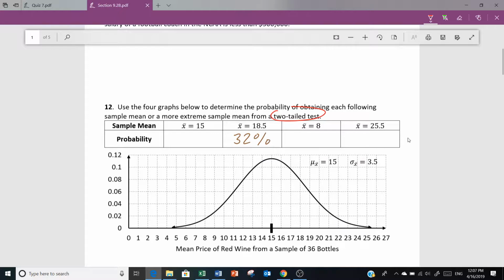Okay, so try this bottom one, which is 3 standard deviations. With 3 standard deviations, the area is 99.7%. And then 25.5, okay, so it would be like 3 standard deviations from the mean. Would that be 4.5? Oh, 25.5 is 3.